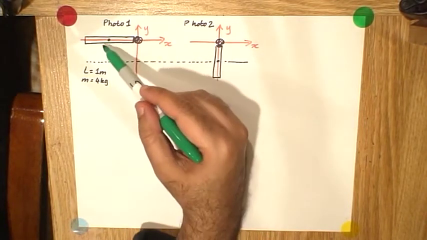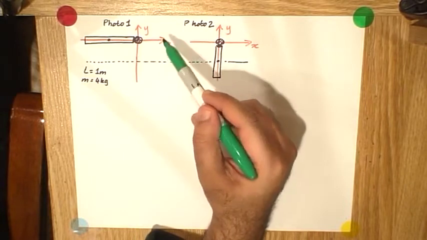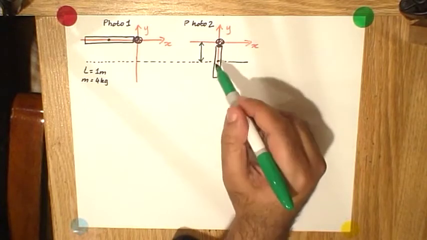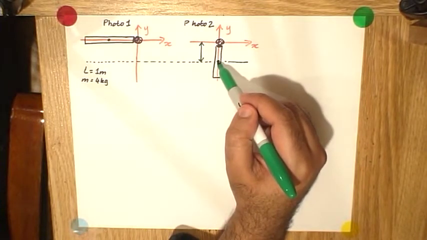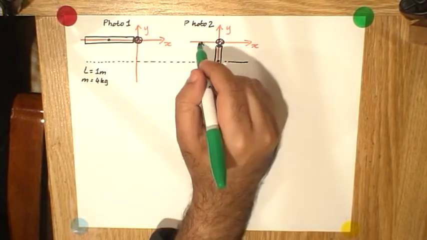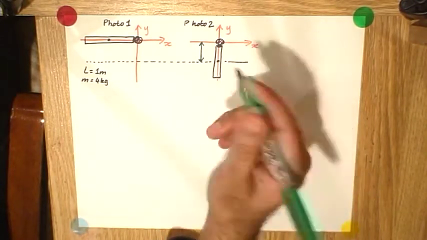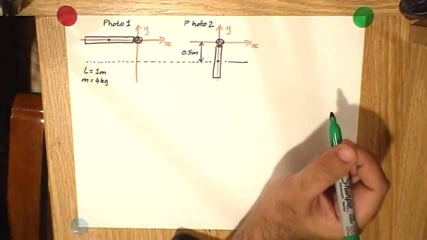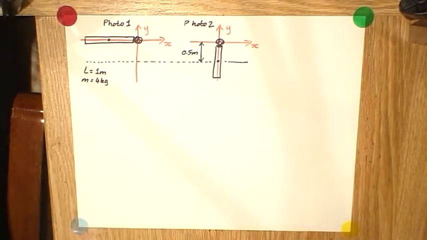Okay, so initially the center of mass was aligned with the x-axis, but then it falls to this position over here. Since the center of mass is exactly halfway down the rod, and the rod has a length of 1 meter, the center of mass must have fallen by half of that. So this is 0.5 meters that the center of mass has fallen. That is pretty much a rundown of the basics that we need to know for this particular question.